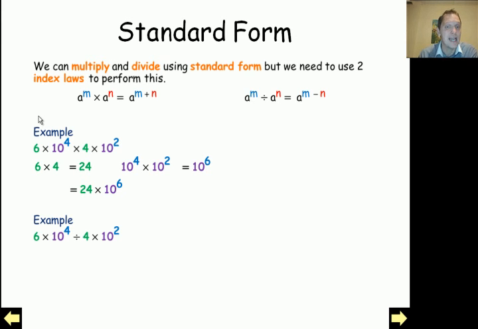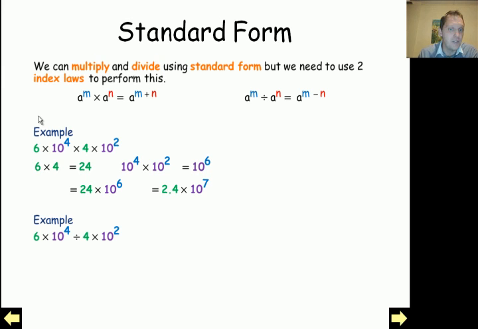And now I have to move my 24 across one place value to the right to put it into standard form, and I'm going to add a power to my 10. So this becomes 2.4 times 10 to the power 7.